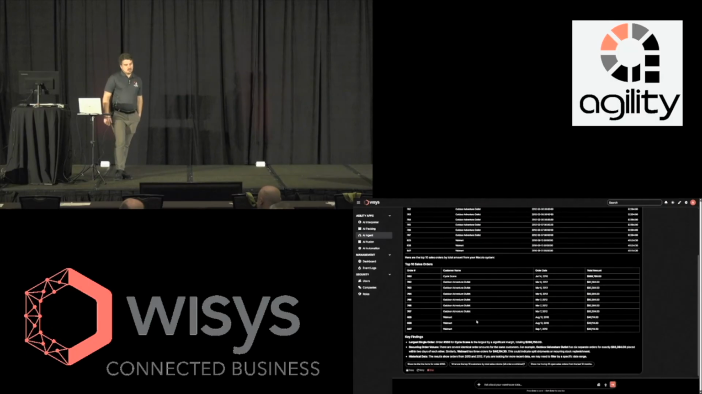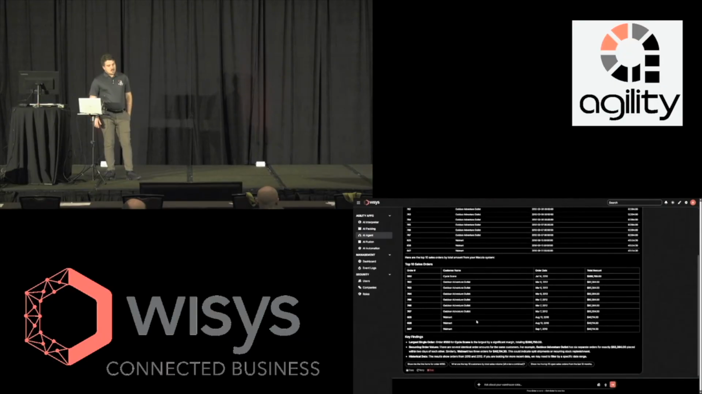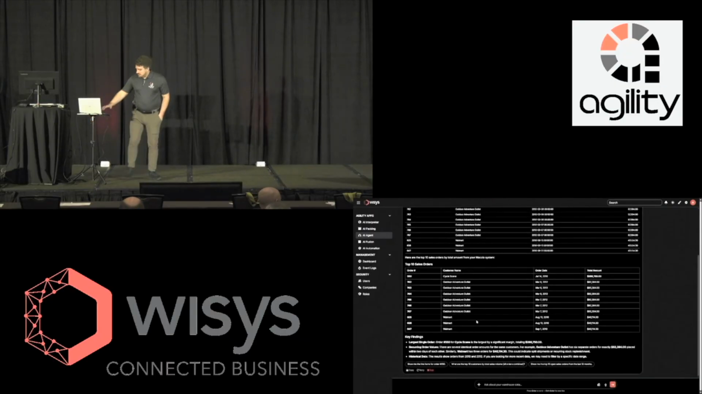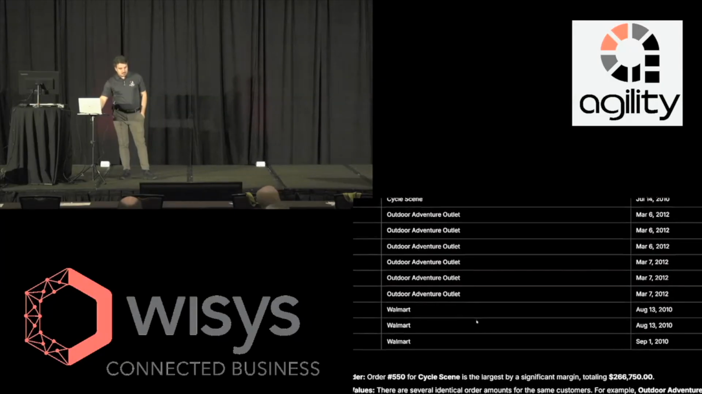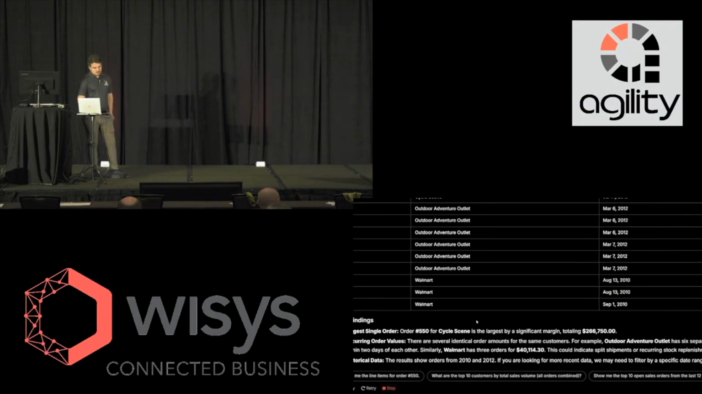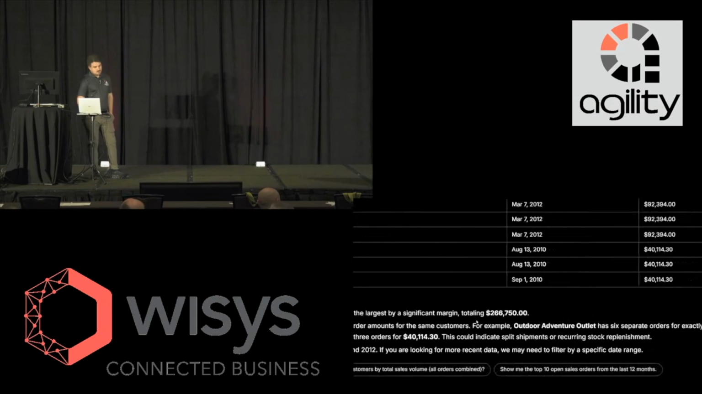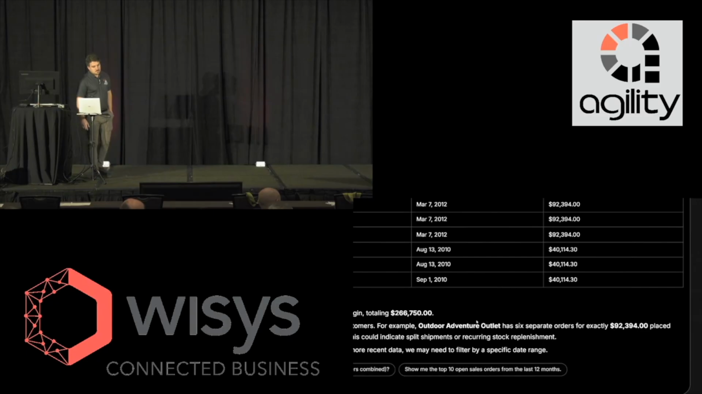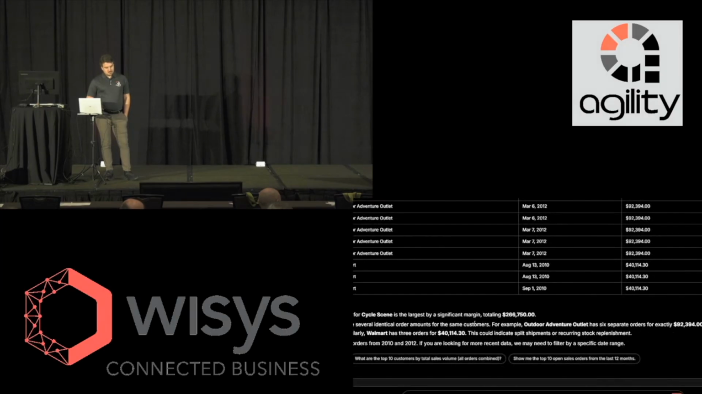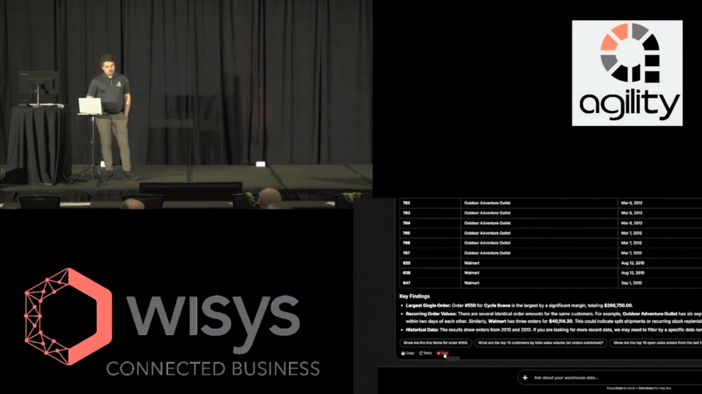Here are the top 10 sales orders by total amount from your Macola system. Top 10 sales orders key findings. Largest single order. Order number 550 for Cycle Scene is the largest by a significant margin, totaling $266,750. Recurring order values. There are several identical order amounts for the same customers. For example, Outdoor Adventure Outlet has 6 separate orders for exactly $92,394, placed within 2 days of each other. Similarly, Walmart has 3 orders for $40,114.30. This could indicate split shipments.